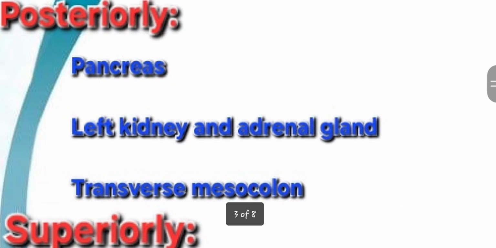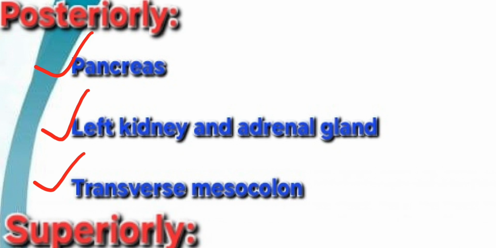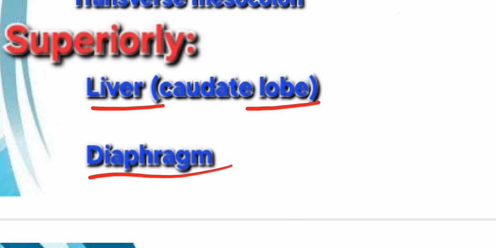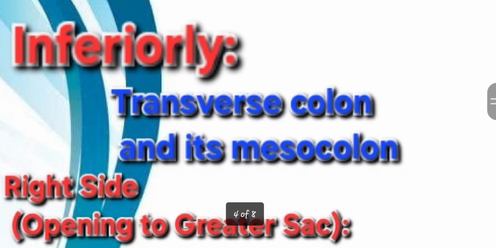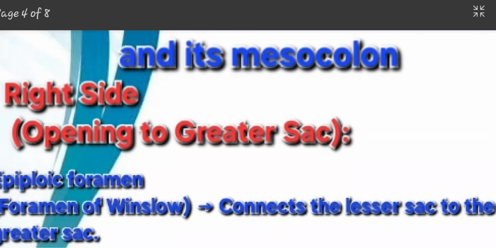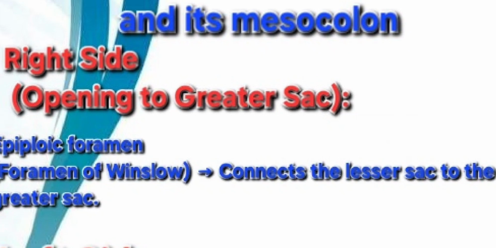Coming to the posterior relations, posterior to the lesser sac, the pancreas, left kidney, left adrenal gland and transverse mesocolon are all present. Superiorly, the liver, that too the caudate lobe, and the diaphragm are present. Inferiorly, the transverse mesocolon and transverse colon are present. On the right side, the epiploic foramen is present, also called the foramen of Winslow.